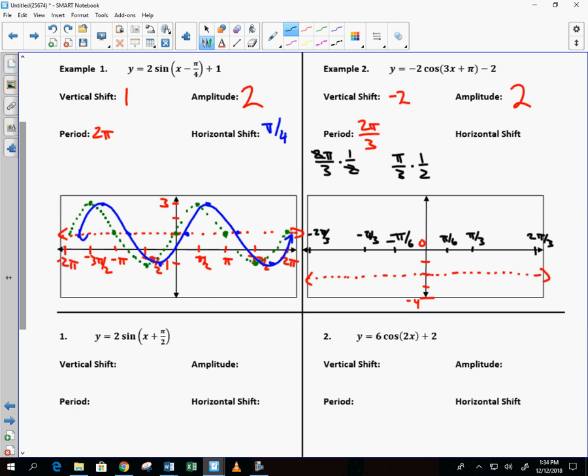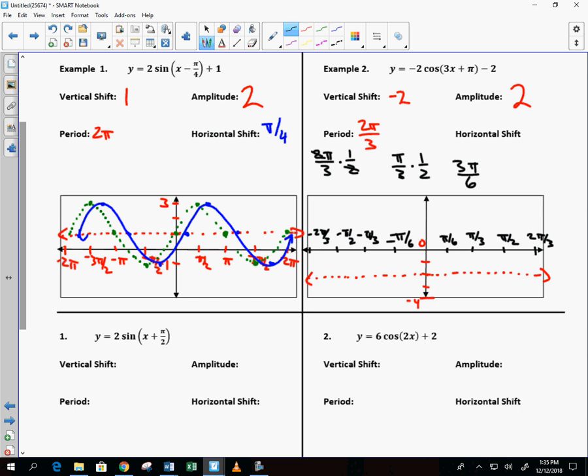Do you remember how I get the third mark? Multiply the first one by 3. 3 times pi over 6 is 3 pi over 6, which is the same as pi over 2. Okay, we've got the period marked out.